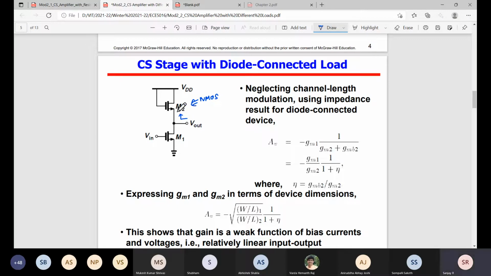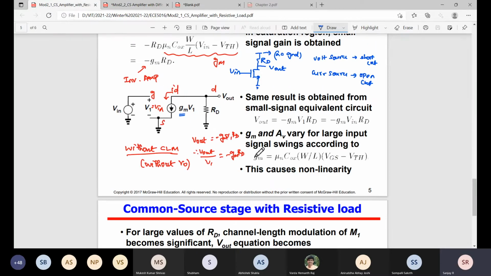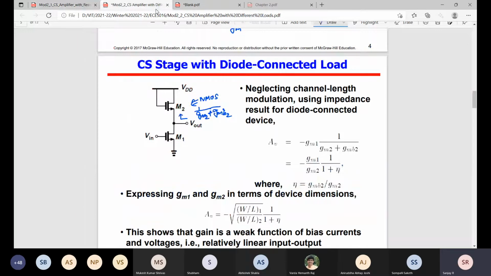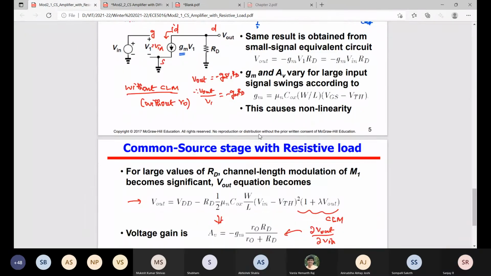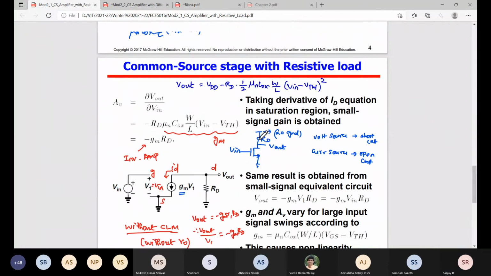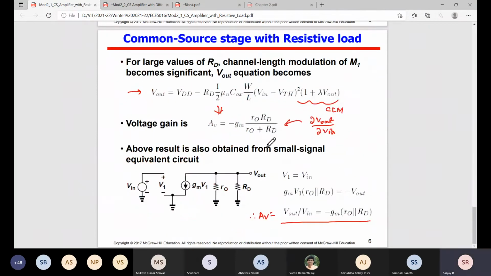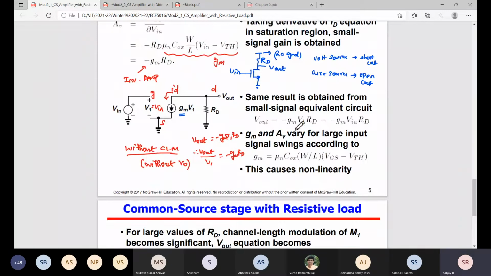What is the equivalent resistance here? Looking into the source terminal: 1/gm plus 1/gmb, that is 1/gm2 in parallel with 1/gmb2, since the transistor is M2. What is studied in the common source amplifier? Minus, neglect body effect. So what will come? Minus gm into RD. You can see minus gm into RD.